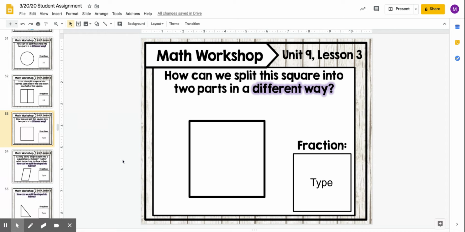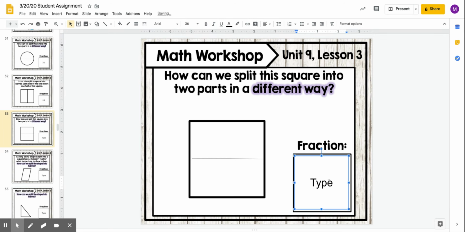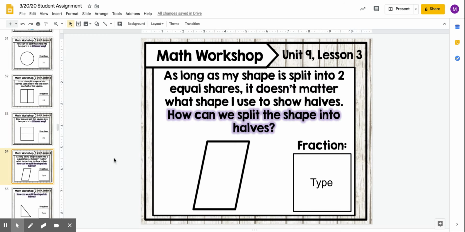How can we split this square into 2 parts in a different way? So again, we'll insert a line, and I'm going to split the squares into 2 parts in a different way. We have 2 parts, and we have 2 parts all together and 2 parts not shaded in. So our fraction is 2 out of 2. So as long as my shape is split into 2 equal shares, it doesn't matter what shape I use to show halves.